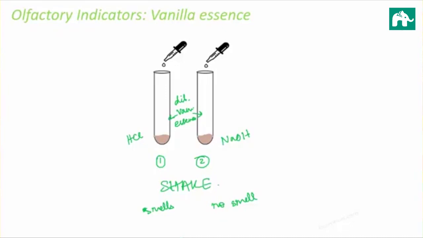Most of these olfactory indicators have a very strong smell of their own. For example, the smell of vanilla essence can be very clearly felt. Similarly, the smell of onion is really strong and you can really feel that smell. Generally these kinds of substances which have a very strong and typical smell act as olfactory indicators.